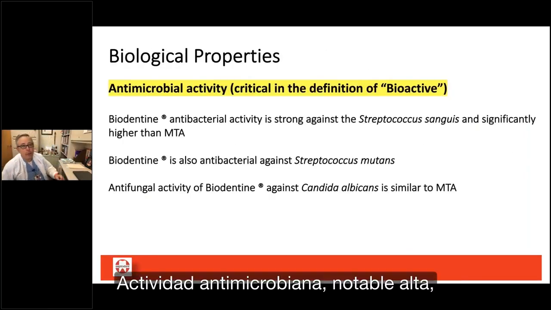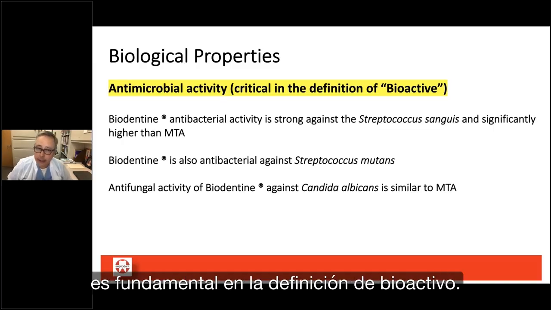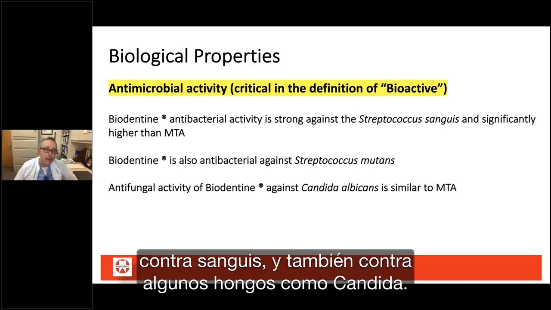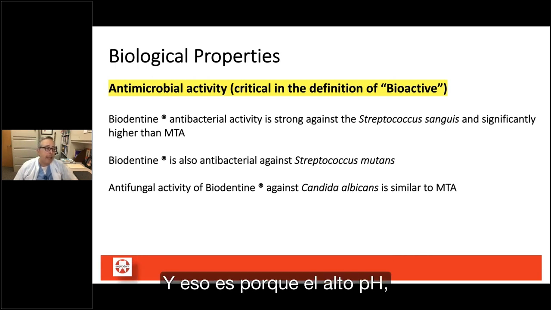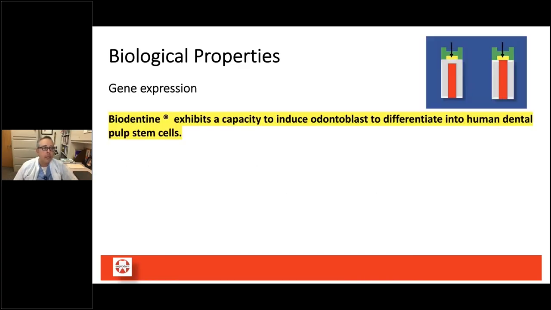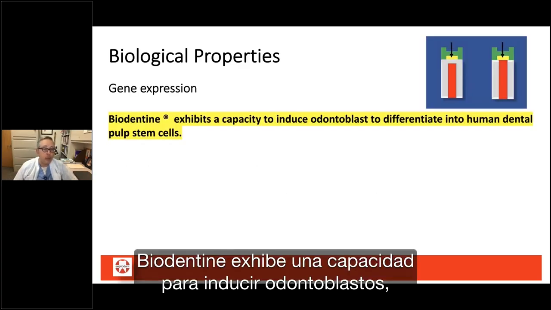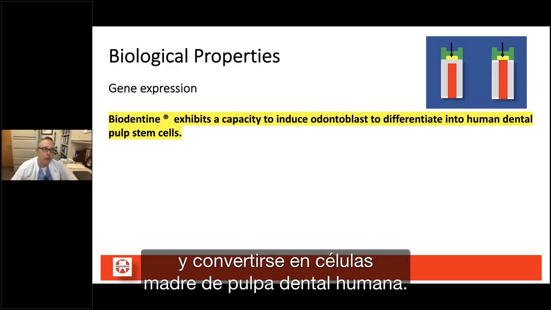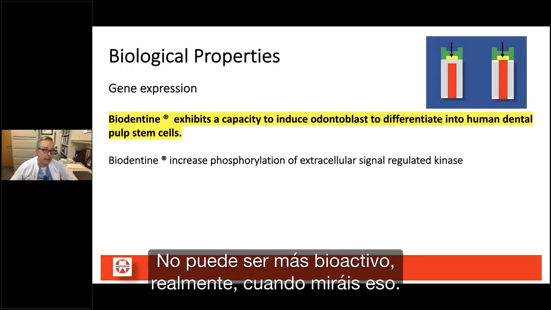Antimicrobial activity, remarkably high, is critical in the definition of bioactive. Biodentine is antibacterial. It's very strong against mutans, against sanguis, and also against some fungi like Candida. And that is because of the high pH, which is close to 12. Biodentine exhibits a capacity to induce odontoblasts, which are the main cell in the dentin, to differentiate into human dental pulp stem cells. It cannot be more bioactive, really, when you look at that.